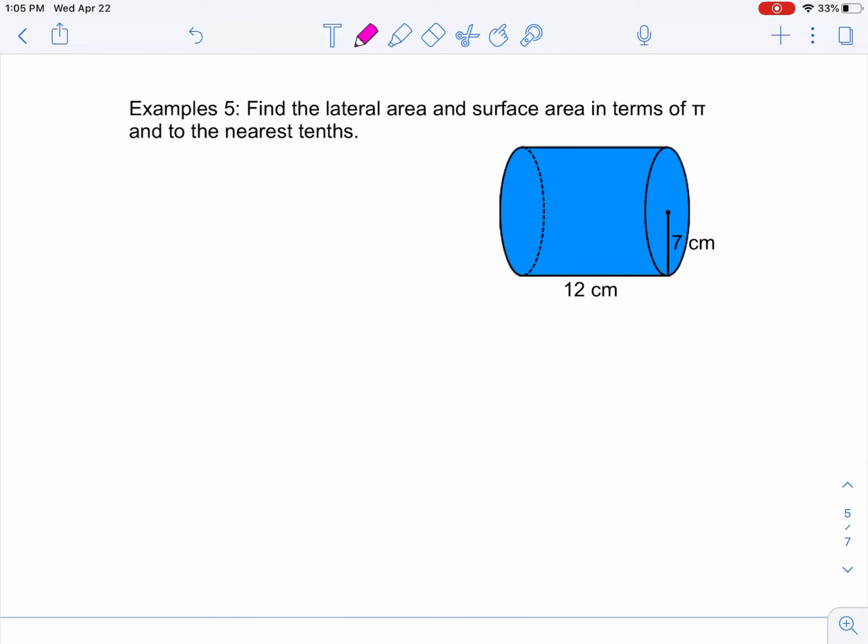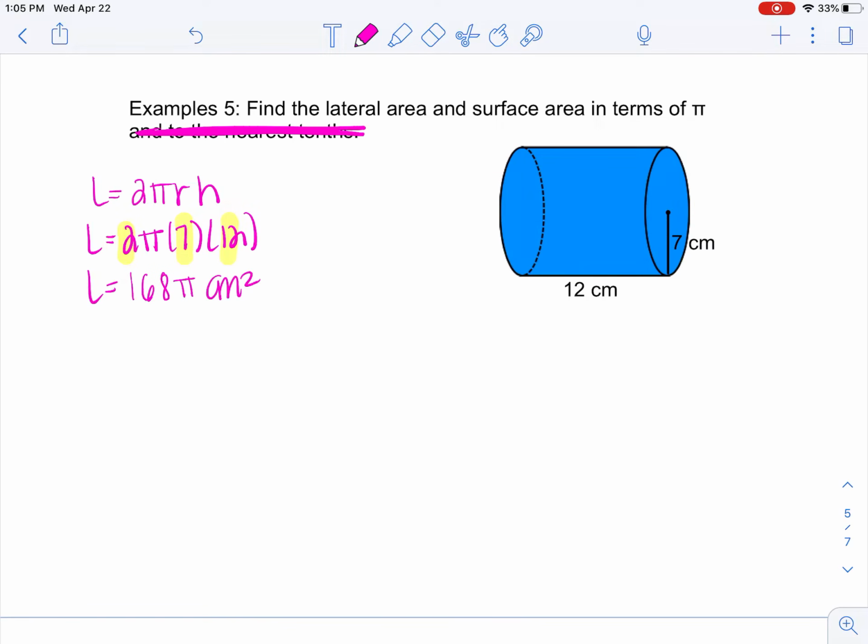All right, really quickly, lateral area and surface area in terms of pi. So lateral area, let's just do in terms of pi and not to the nearest tenth, to save ourselves some time. All right, 2 times pi times r times h. 2 times pi times 7 times 12. Exact answer only, I said. So we are going to do 2 times 7 times 12 and not put pi in our calculator, but put it in our answer. And that is 168 pi centimeters squared.